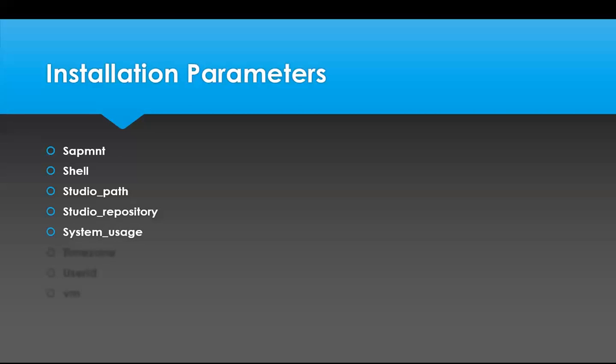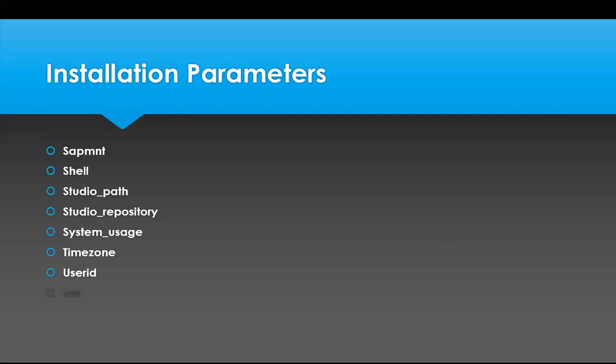Then we have system usage. We specify the system usage over here. We have time zone. It specifies the time zone for the system administrator. Again, all these parameters are only relevant when the system administrator does not exist prior to installation.